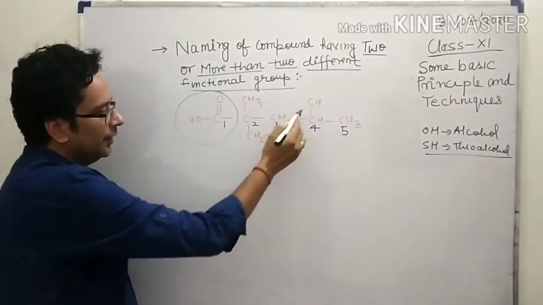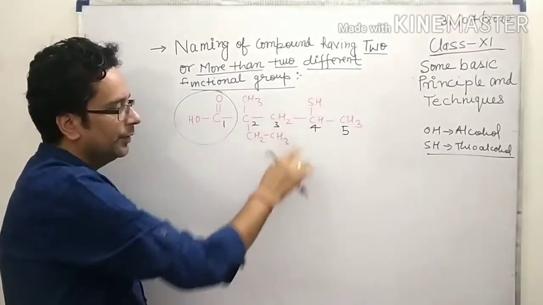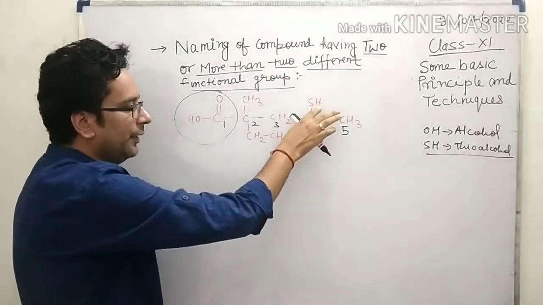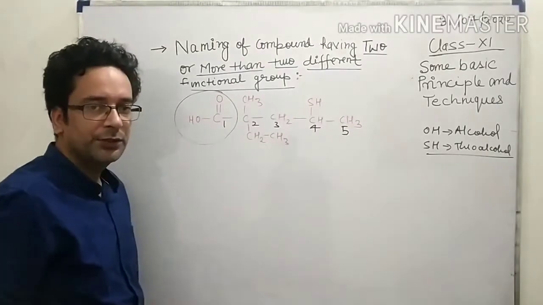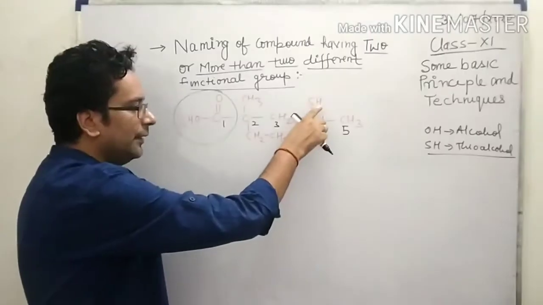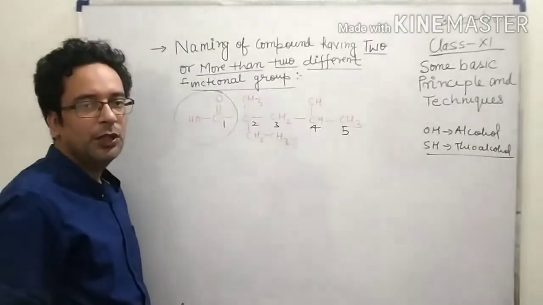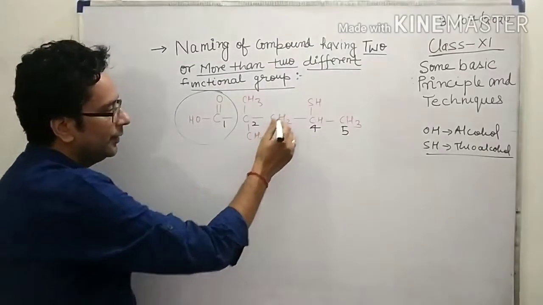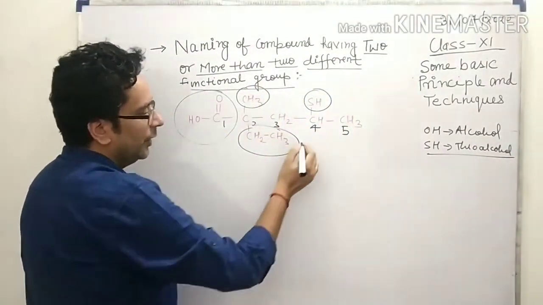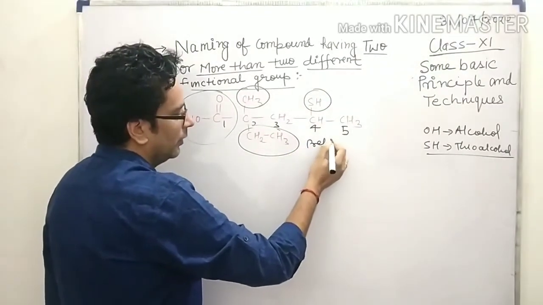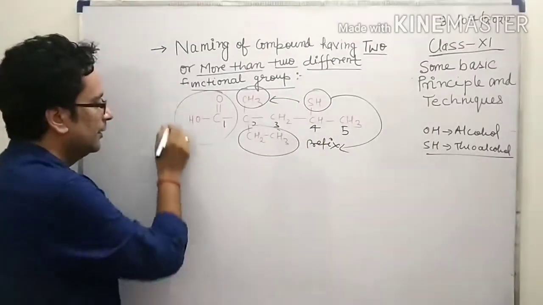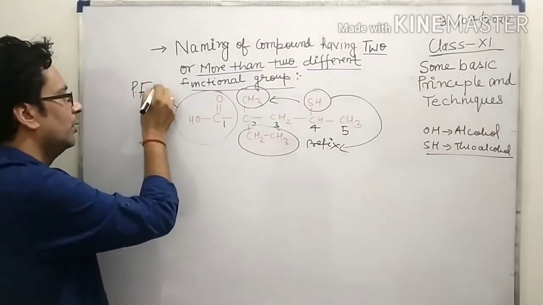Now this is the thioalcohol function. What is the name of this functional group? Thioalcohol. Now when it is used as a prefix, then we use the word mercapto. And when it is used as a suffix, then we use thiol. But here this one and this one are used as a prefix. This is used as a prefix, this is used as a prefix, and this is the principal functional group.